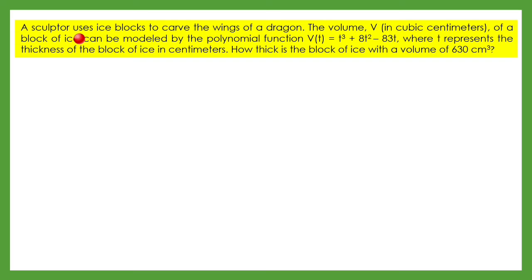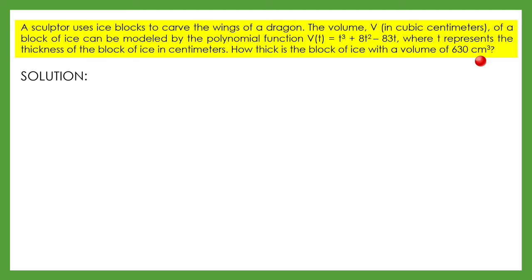A sculpture uses ice blocks to carve the wings of a dragon. The volume V in cubic centimeters of a block of ice can be modeled by the polynomial function V of t equals t cubed plus 8t squared minus 83t, where t represents the thickness of the block of ice in centimeters. How thick is the block of ice with a volume of 630 cubic centimeters?